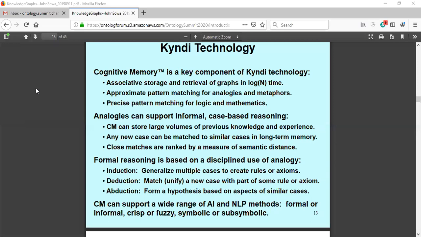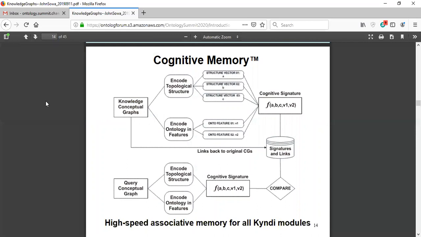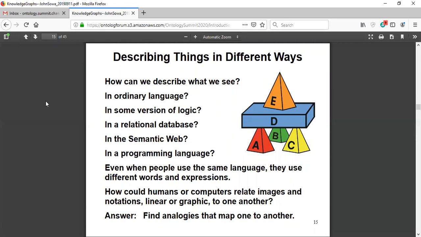Okay, this is a basic summary of cognitive memory, and some people may have seen this before because I've used it in other talks, but it's basically a high-speed association, and the last page has readings where you can find links to all these papers if you want to go into more detail. But the point is that when people talk, they can describe the same things in many different ways with different ontologies, and for different purposes, they can emphasize different points of view. And the question is, how do you relate to all of them?